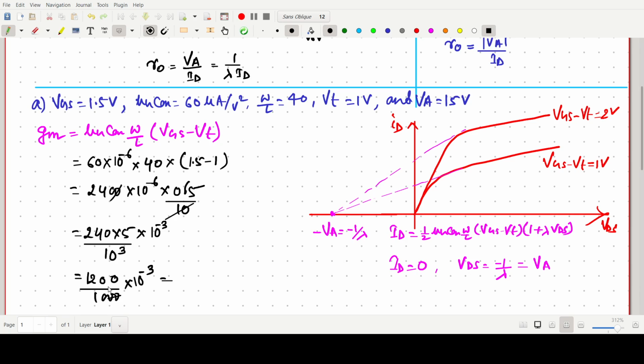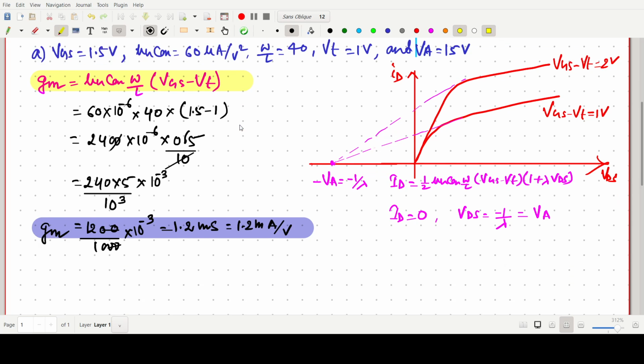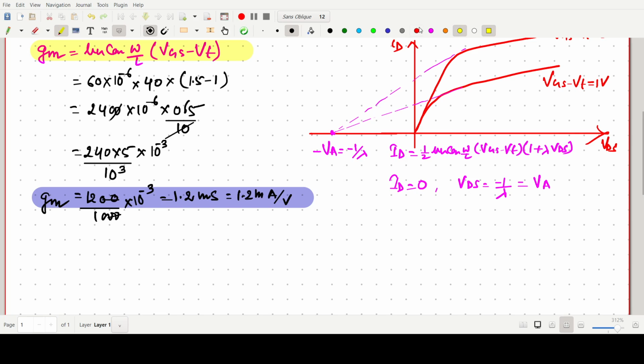So this way I am solving in millisiemens, or one can write 1.2 milliampere by volt. This one is simply our gm. So this is the calculation for gm. This is the standard formula we have written. For gm, not an issue. Now for r naught.